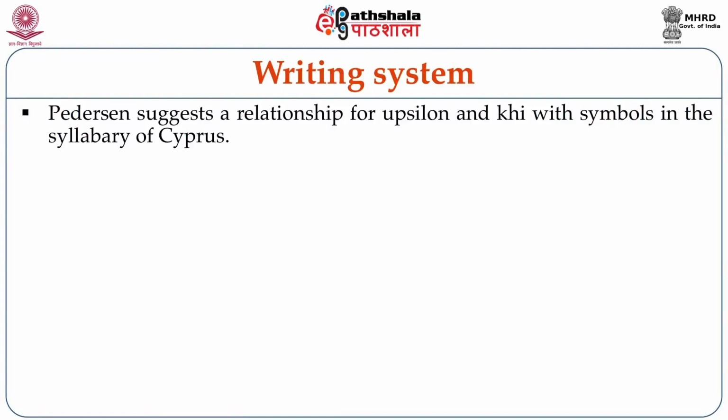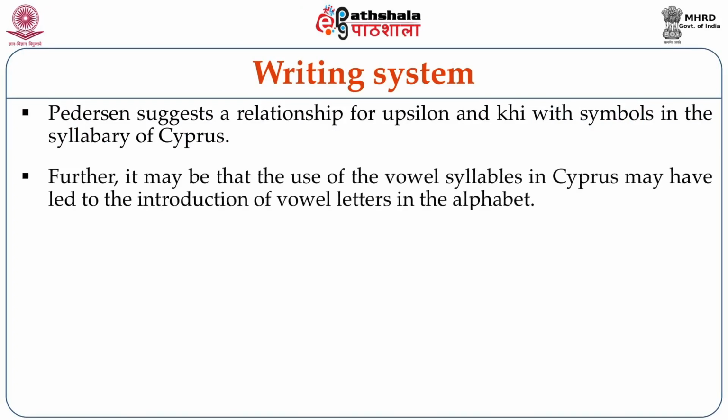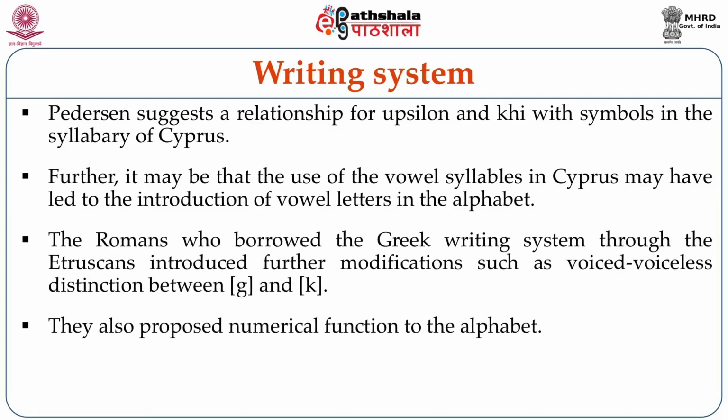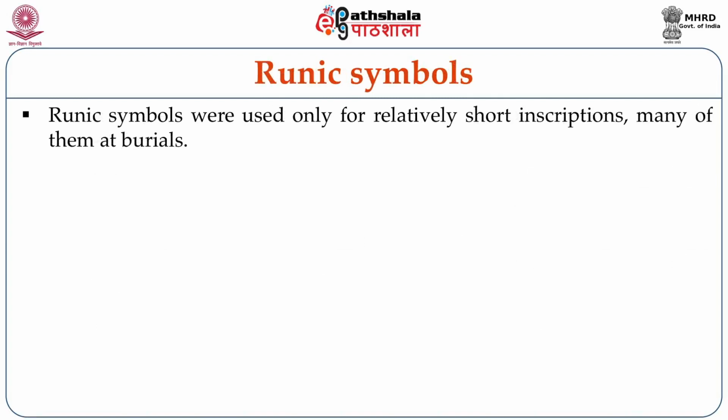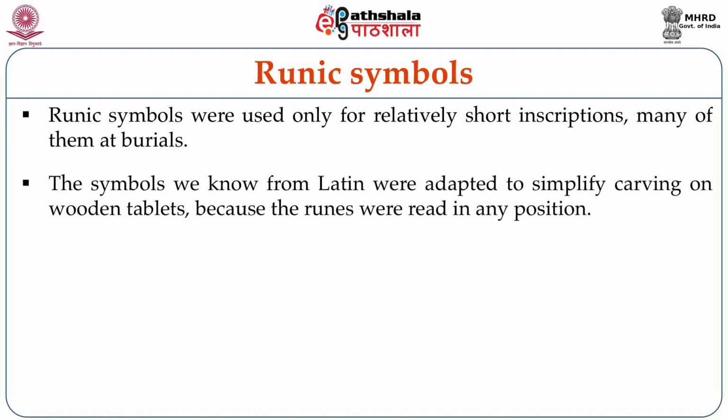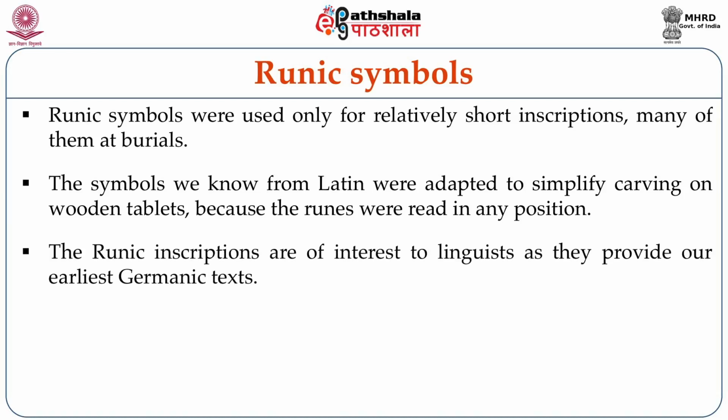Pedersen suggests a relationship for upsilon and chi with symbols in the syllabary of Cyprus. Further, it may be that the use of the vowel syllables in Cyprus may have led to the introduction of vowel letters in the alphabet. The Romans, who borrowed the Greek writing system through the Etruscan, introduced further modifications in the system. Runic symbols were used only for relatively short inscriptions, many of them at burials. The symbols we know from Latin were adapted to simplify carving on wooden tablets because the runes were read in any position. The runic inscriptions are of interest to linguists as they provide our earliest Germanic texts.